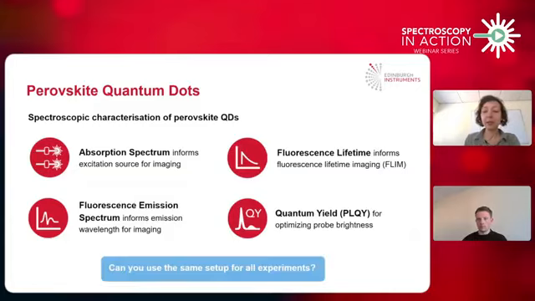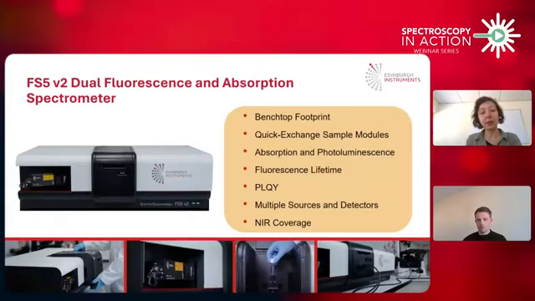It would be fantastic to do all these experiments in a single spectrometer. So you save time, you minimize error. And as you're going to see on the next slide, this is possible if you have a dual fluorescence and absorption instrument. And this is indeed what we've used for these experiments.